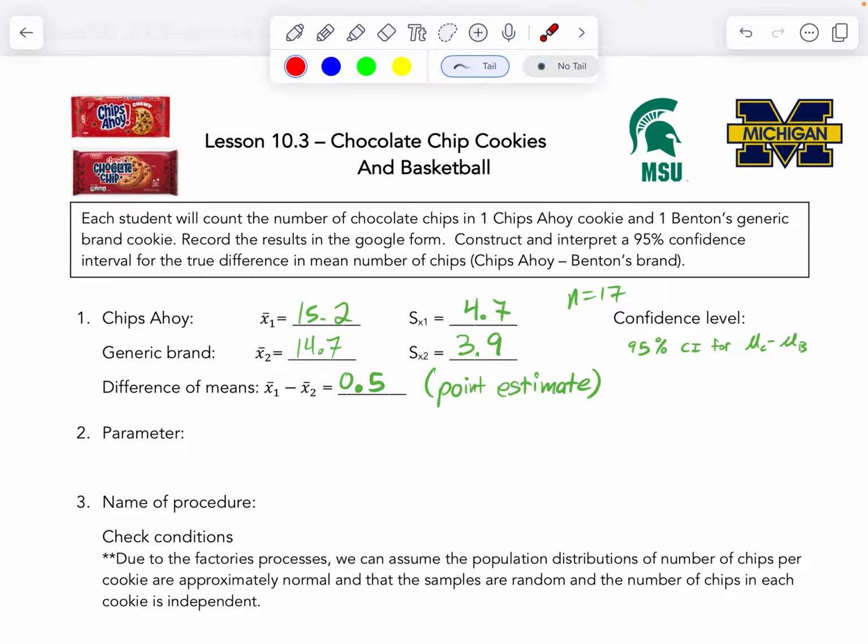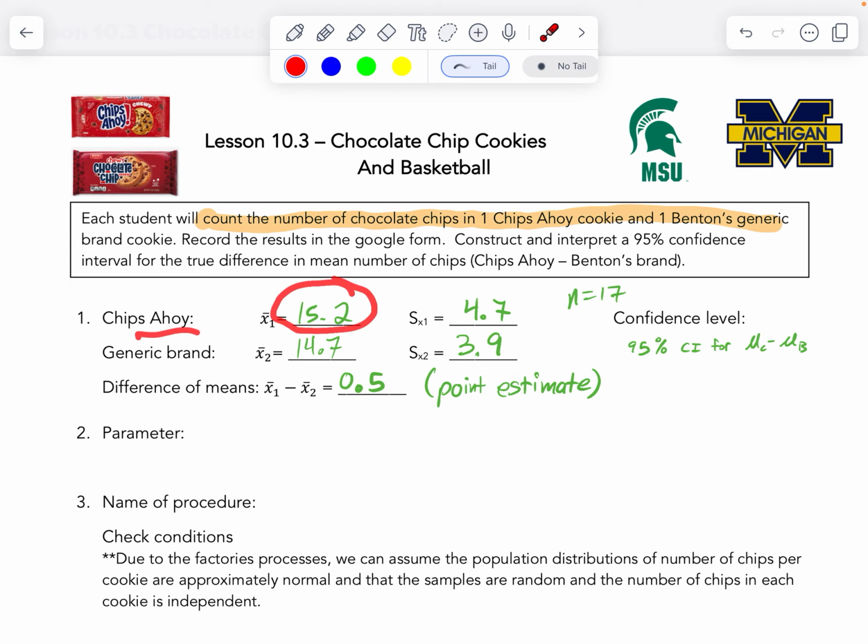If we were in class, I'd give you each a cookie from each bag. You would do your best to count the number of chocolate chips in each cookie as best you could. What I have here is all the data from last year when I did this. Kids took the cookies, counted as best they could, looking at both sides, how many chocolate chips were in each cookie. The Chips Ahoy, here's the data.